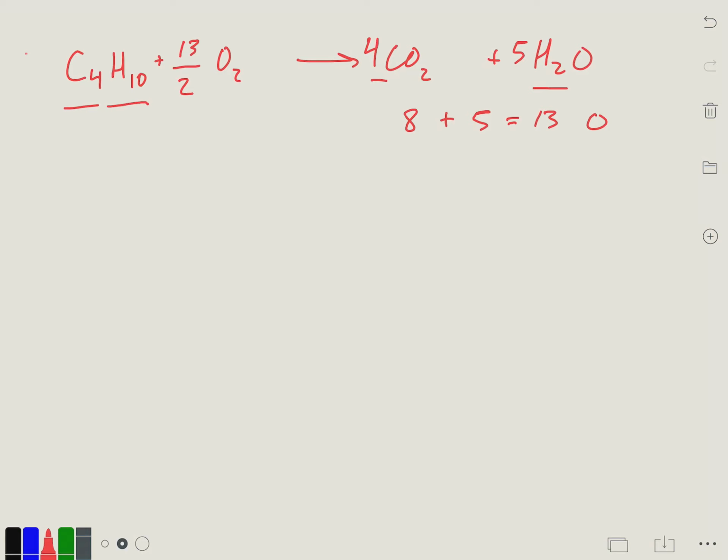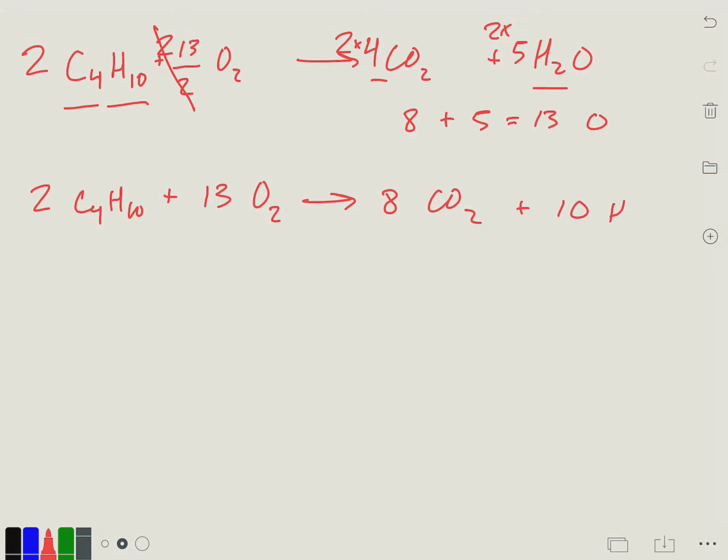But we don't want to have fractions in our formula. Remember, this was when we were balancing. I said that if you have fractions, you've got to get rid of them. So what we're going to do here is double everything. We're going to go times 2, times 2, times 2, times 2. That gives us 2 C4H10s plus 13 O2s makes 8 CO2s plus 10 H2Os.